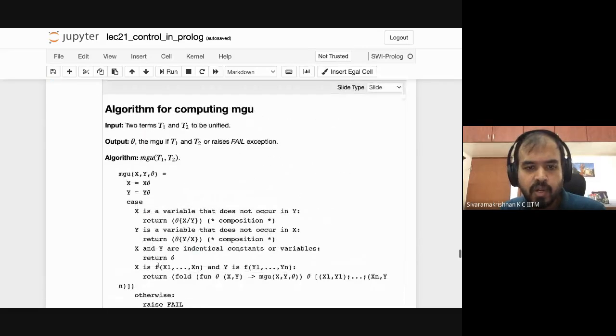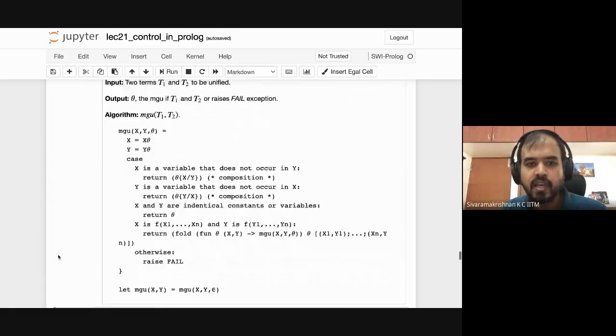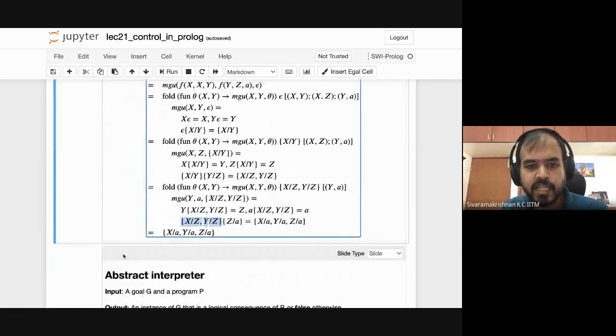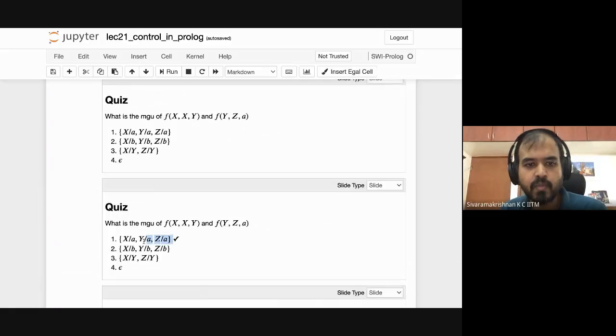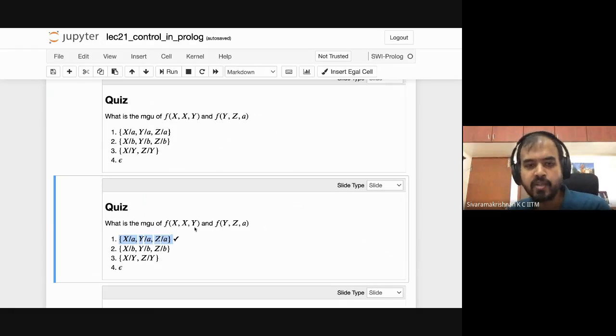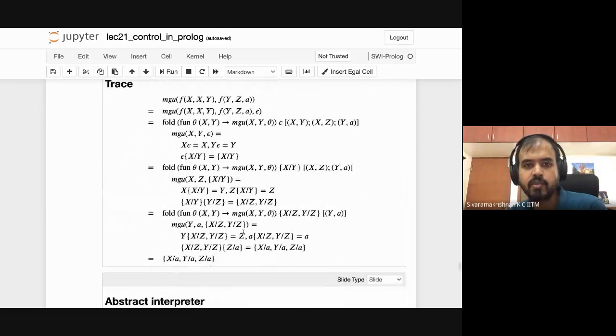When you're done with the fold, you just return that. You return that result out as a result of the initial call, and what you get out is x slash a, y slash a, z slash a, which is the most general unifier for these two terms. So that's how this algorithm works.